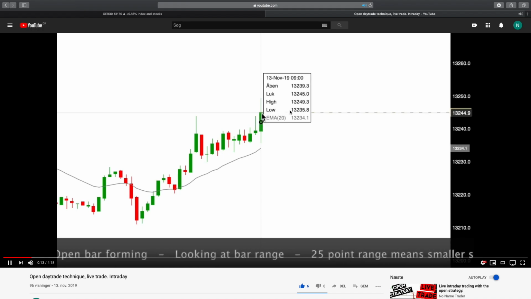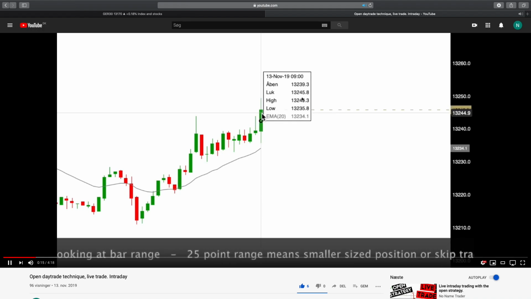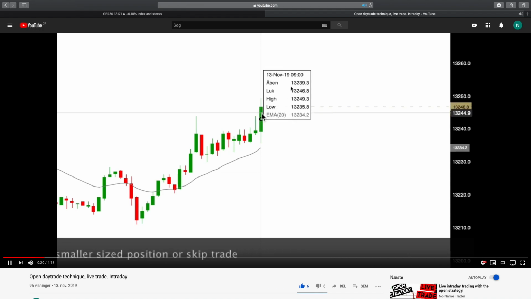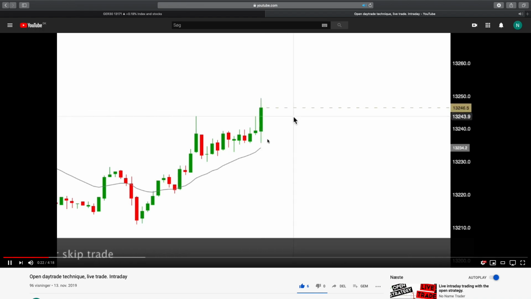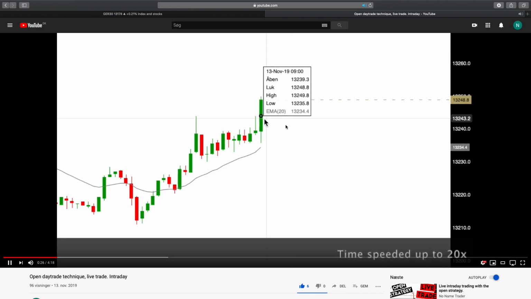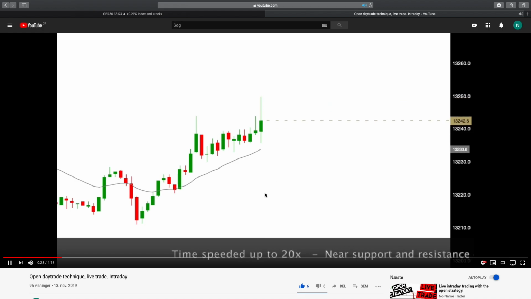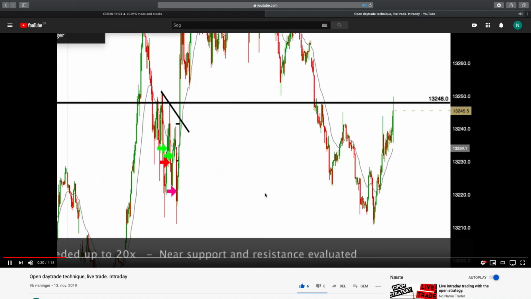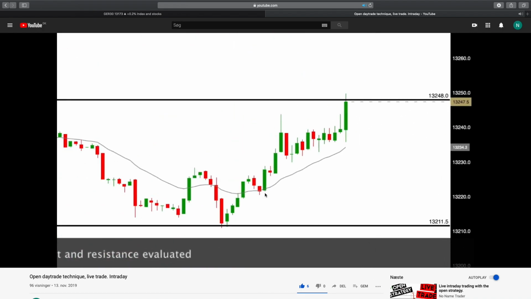What I'm looking for is the range. How high or low is the range? I would like to see it below 25 points. If it's above, then you should be careful managing your position with the 10-point scalp, and the probability and profitability of the trade is in danger if it's higher than that.